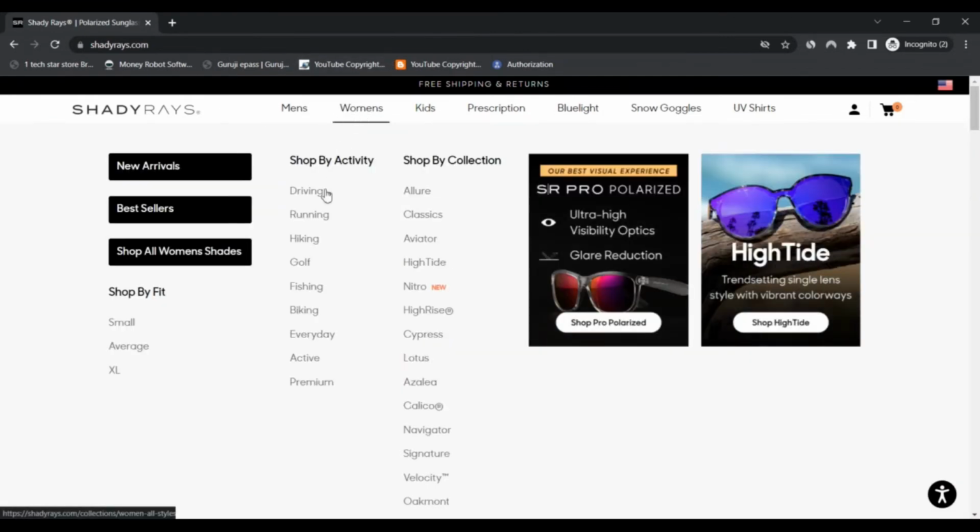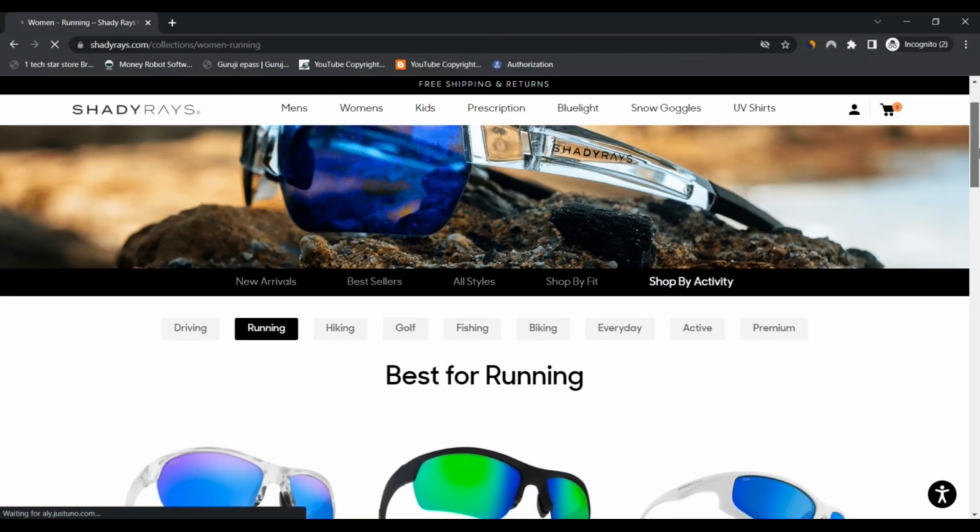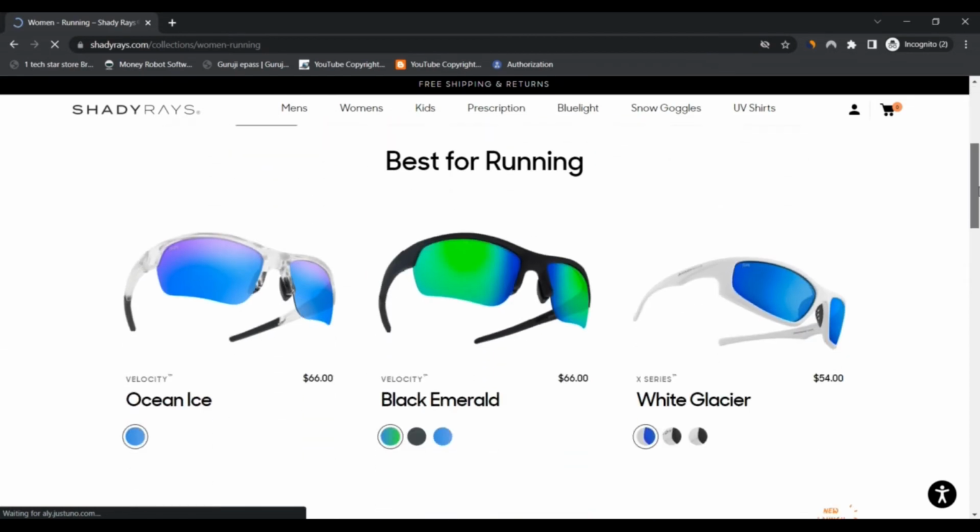Cons of the website. First, the contact us page is not functional and hence no address or phone number can be found. Third, replacement is only restricted to 2 times in a lifetime.